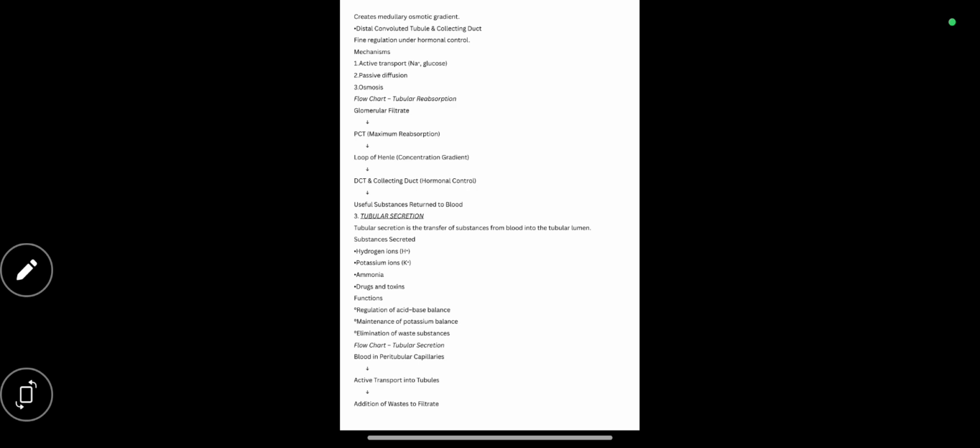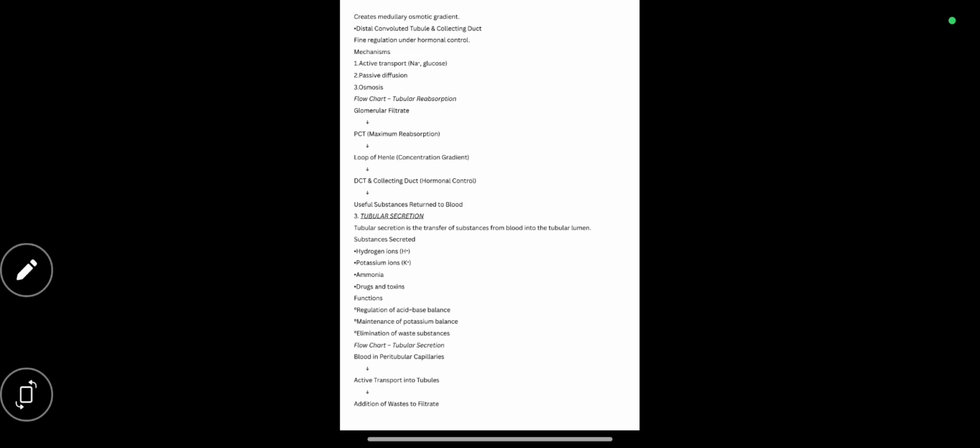What happens here is that maximum reabsorption of the glomerular filtrate is done in the PCT, and then the concentration gradient is fixed in the loop of Henle. Then the hormonal control is handled by the DCT and the collecting duct.